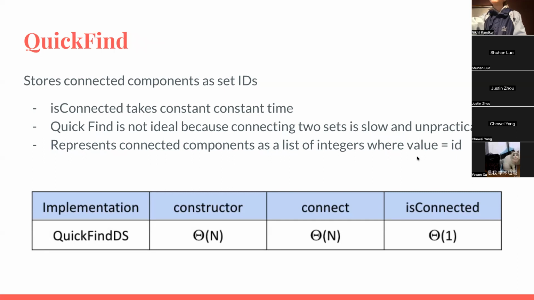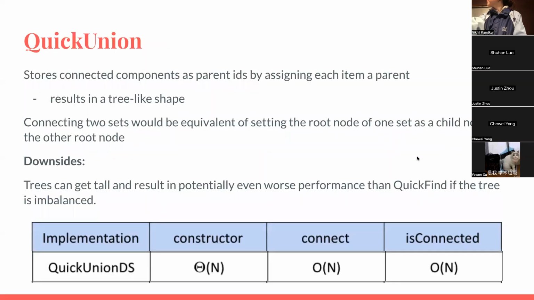And then for quick union, it stores connected components as parent IDs by assigning each item a parent. This results in a tree-like shape. Connecting two sets is equivalent to setting the root node of one set as a child of the other root. The downside is that the tree can get really tall and potentially have even worse performance than quick find. The worst performance tree would be a spindly tree.